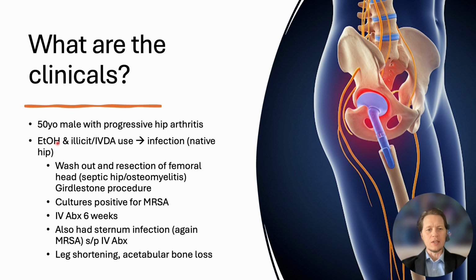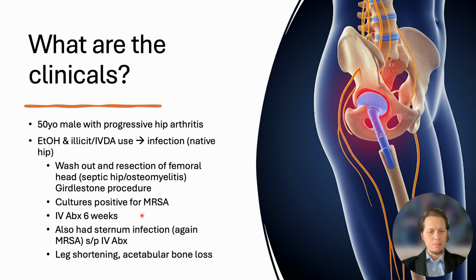Unfortunately, a case of alcohol and illicit use, IV drug use. They got an infection. It wasn't a hip replacement yet, it was just a native joint infection. And unfortunately, they had to go through quite a bit here, washout and a resection. So they basically had a girdlestone, removing the femoral head and neck because of a septic hip joint, progressed with osteomyelitis because the patient did not get care early enough and the infection just progressed.